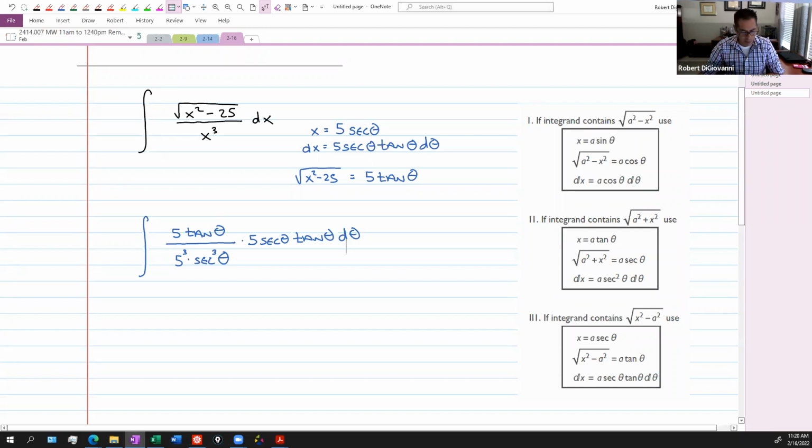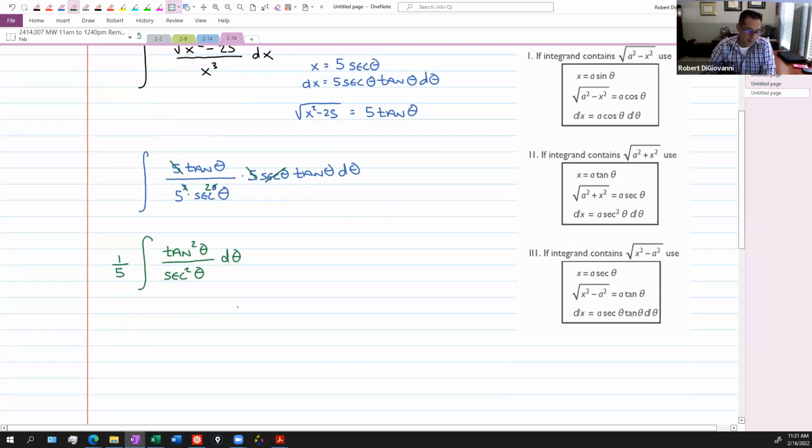All right. And now at this point, let's start killing stuff off. So I have 2 5s on the top and 3 5s on the bottom, which leaves me with 1 5. So I'm going to bring a 1/5 out. It leaves me one factor of 5 on the denominator. I have a secant that cancels with the secant cubed. That leaves me with secant squared on the bottom. So I have tangent squared theta over secant squared theta, d theta.